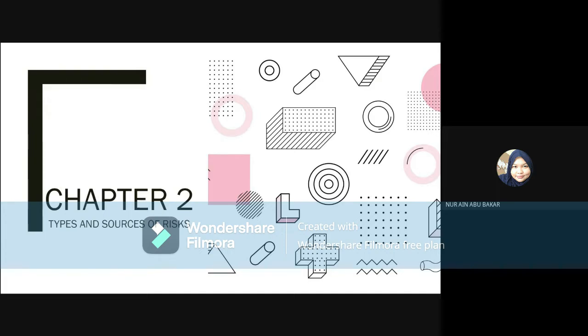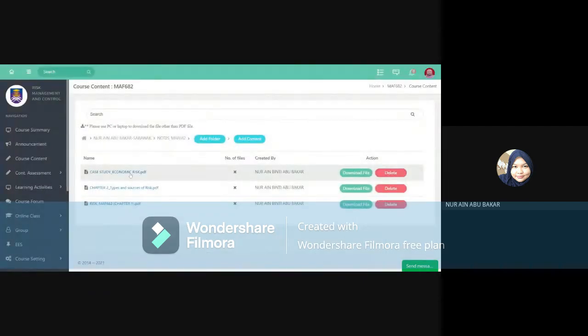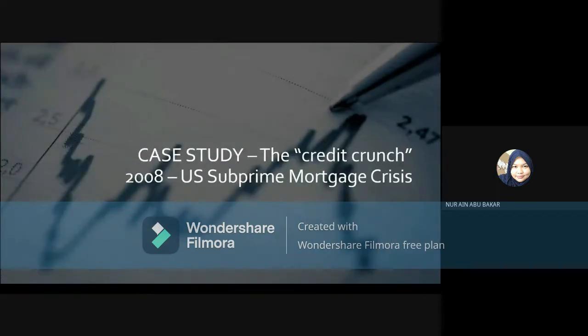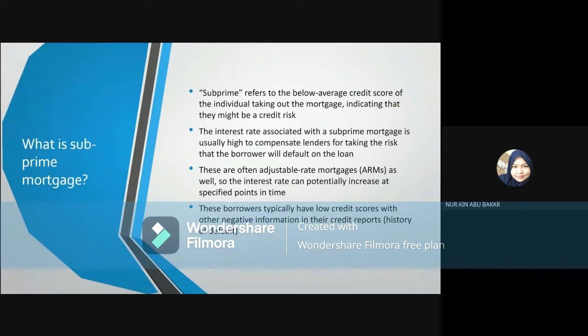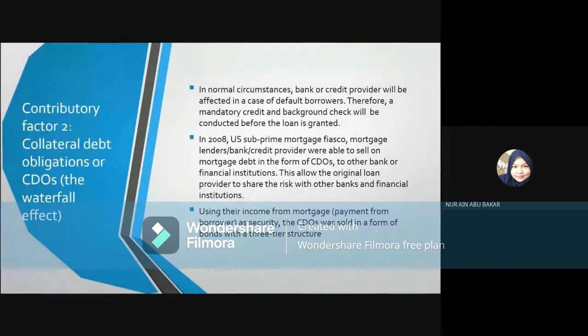So because of that, I'm preparing you one thing for us to discuss. So this is one of the examples. So at the end of the session or maybe next week, we are going to discuss about this one. This is the case study related to the credit crunch 2008 US subprime mortgage crisis. So we have to discuss about what factor and then what is the term being discussed in the case and then how it starts. We need to see what are the contributory factors.